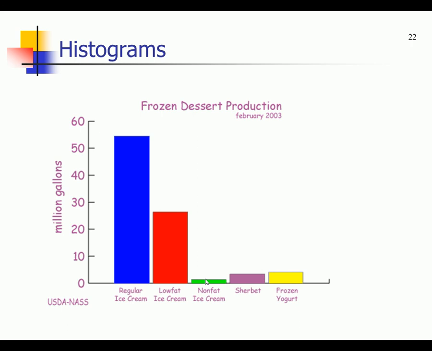Millions of gallons of regular ice cream. That's like 55 million gallons.